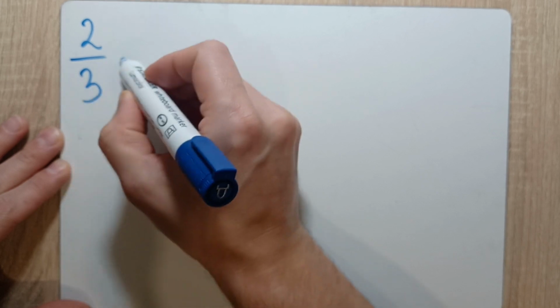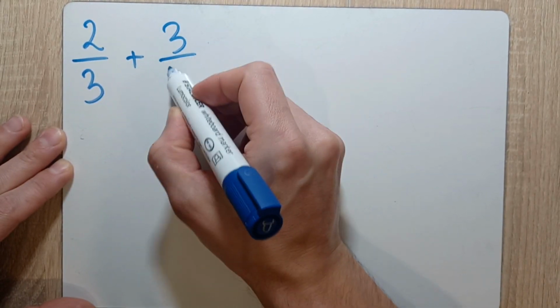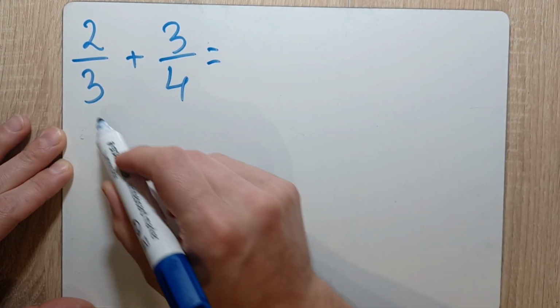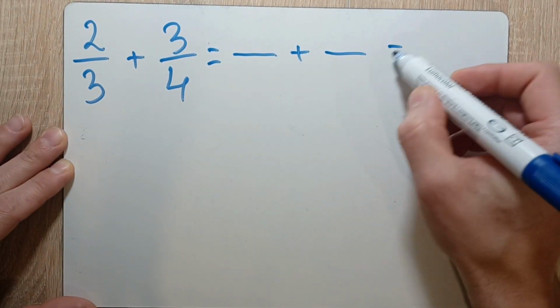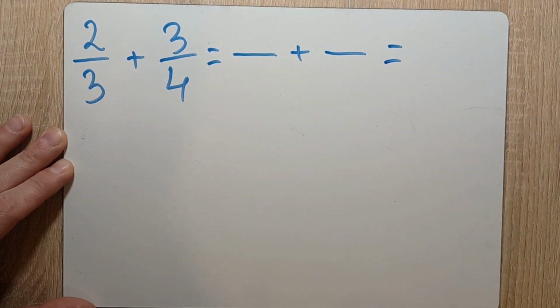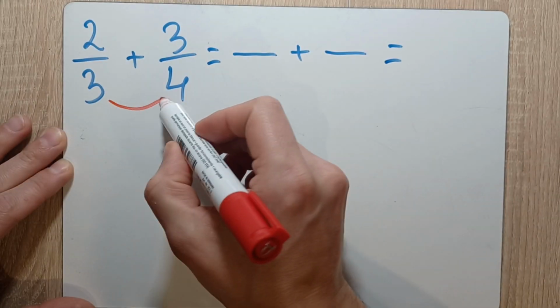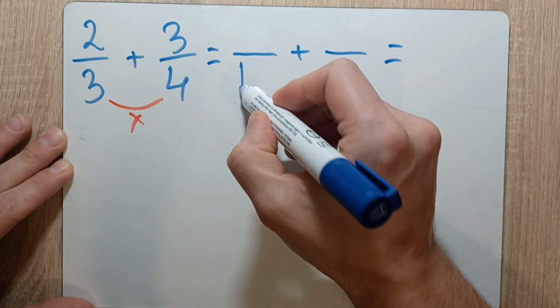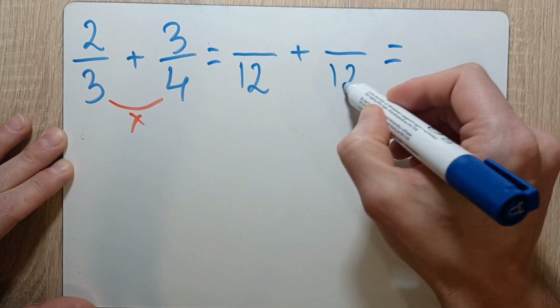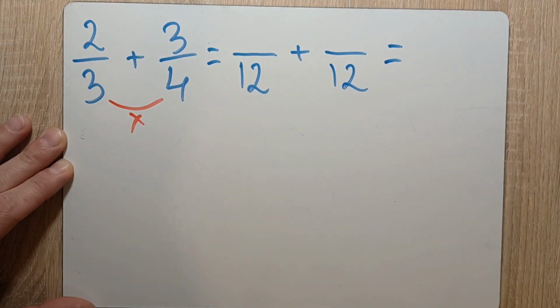2/3 plus 3/4 equals. We can see that the denominators are not the same, so we have to start from making them the same. Let's multiply them together. 3 times 4 equals 12. So 12 goes here as our new denominator.